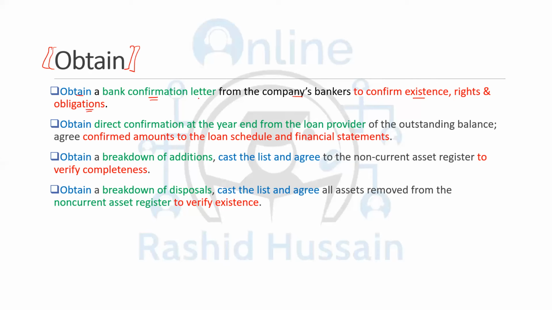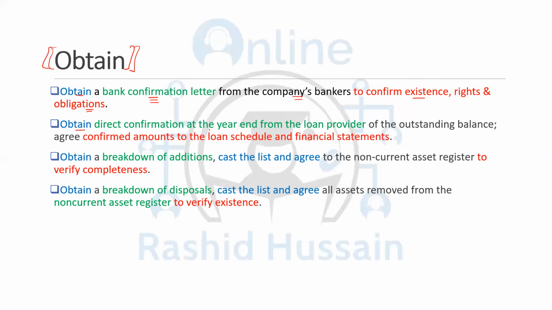Now, obviously, the company is having a bank account, they have money in that. How we can confirm that the balance they have mentioned within their bank balance is the same in their bank account? So we can do that from the bank confirmation letter. So obtain a bank confirmation letter from the company's bankers to confirm existence and rights and obligation, because they have an account and obviously they have money in it, and similarly other procedures.